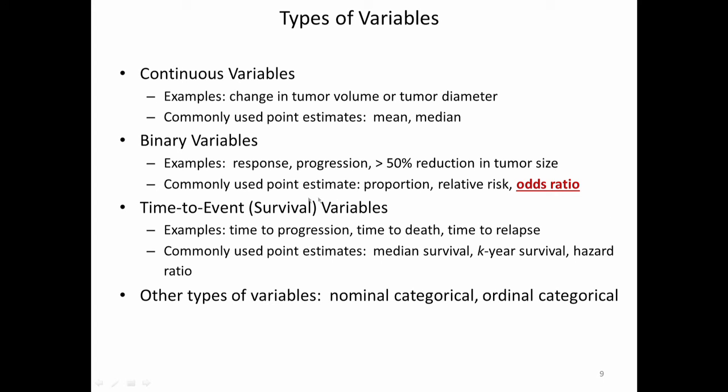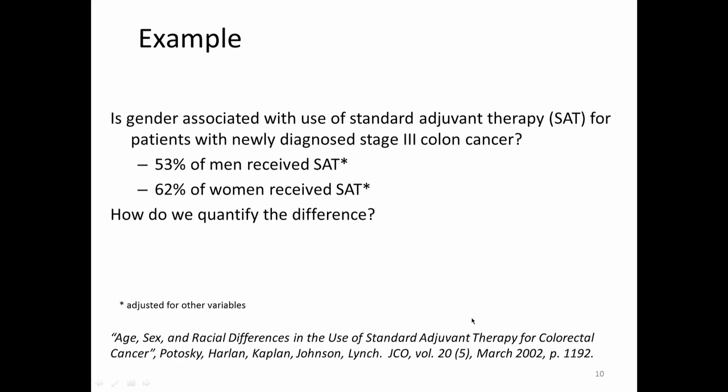Okay, let us not go too much into other types of variables. Time to event variables like time to progression, time to death, time to relapse. Then we use median survival, k-year survival, hazard ratio. Then another type of variable is nominal, categorical, ordinal. Let us not go into these things.